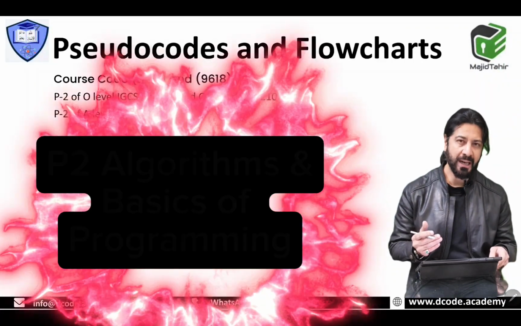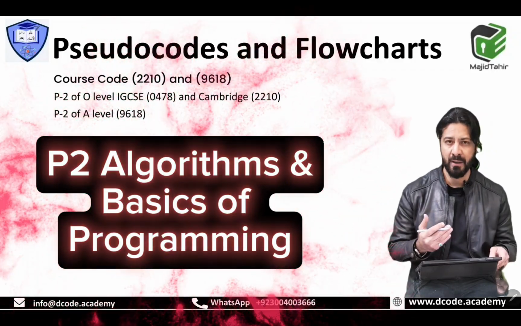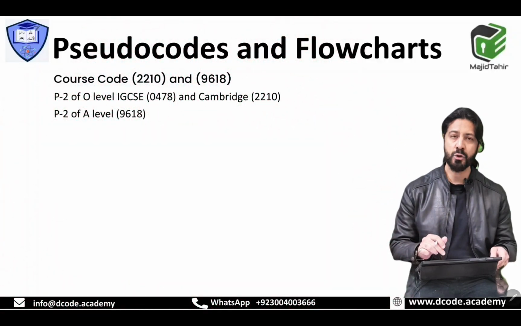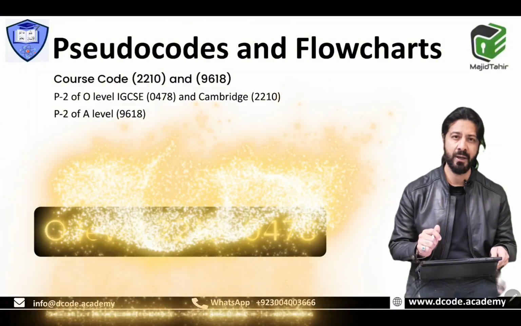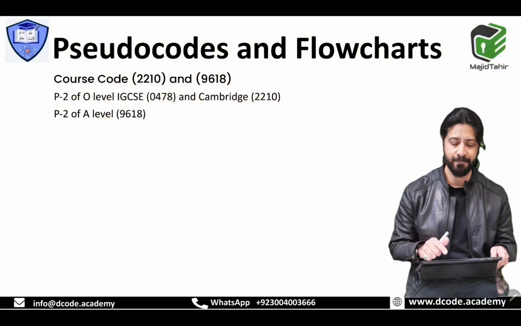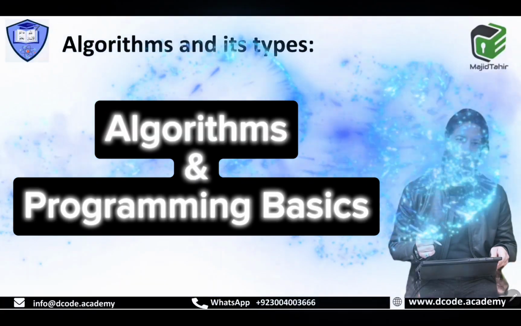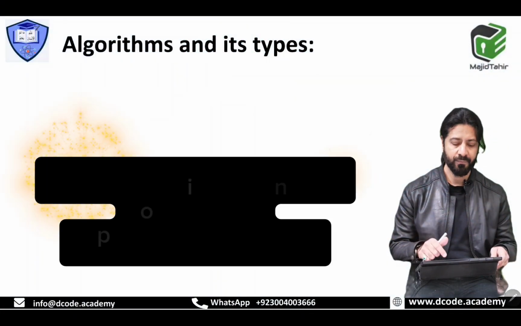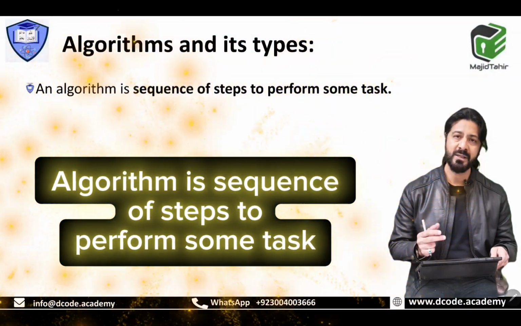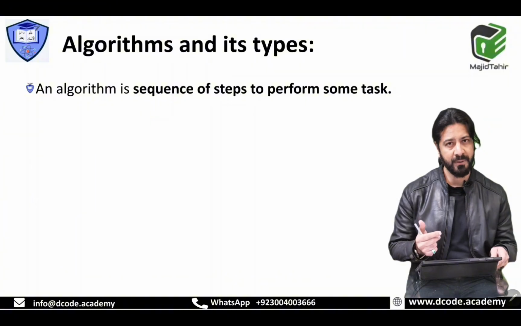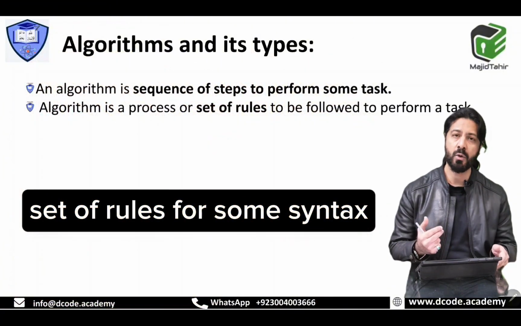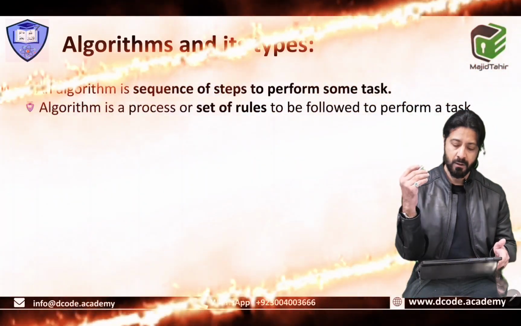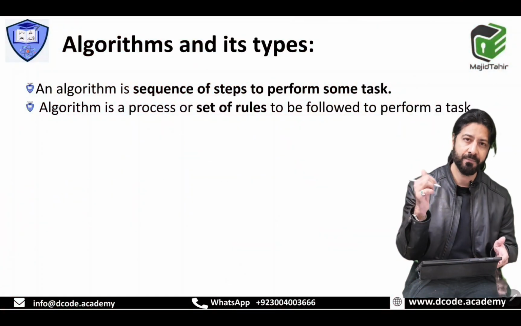Today we are doing P2, Algorithm and Basics of Computer Programming. The course code for A levels is 9618, in O levels is 2210 and 0478 for IGCSE. So first of all, we are going to talk about algorithms. An algorithm is a sequence of steps to perform some task. An algorithm is a process or set of rules to be followed to perform a task.